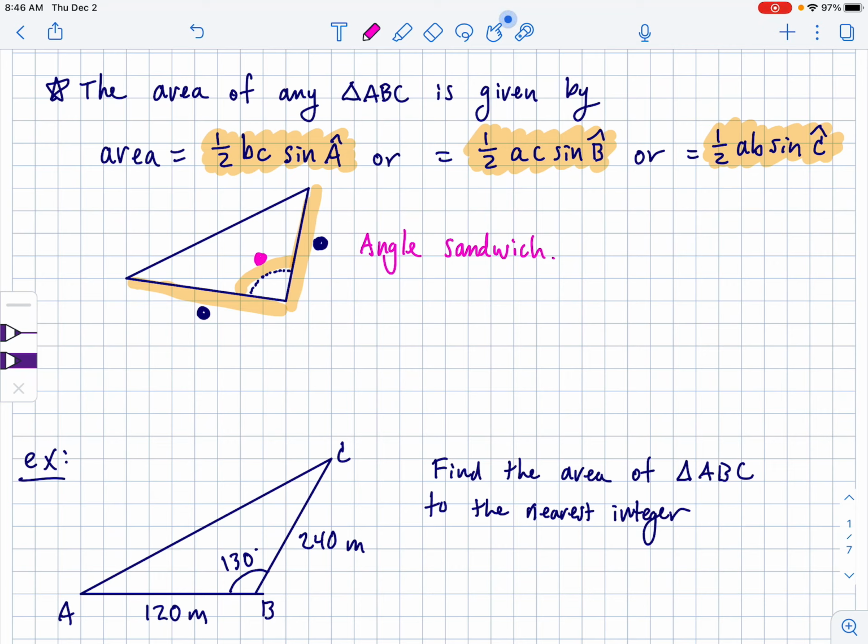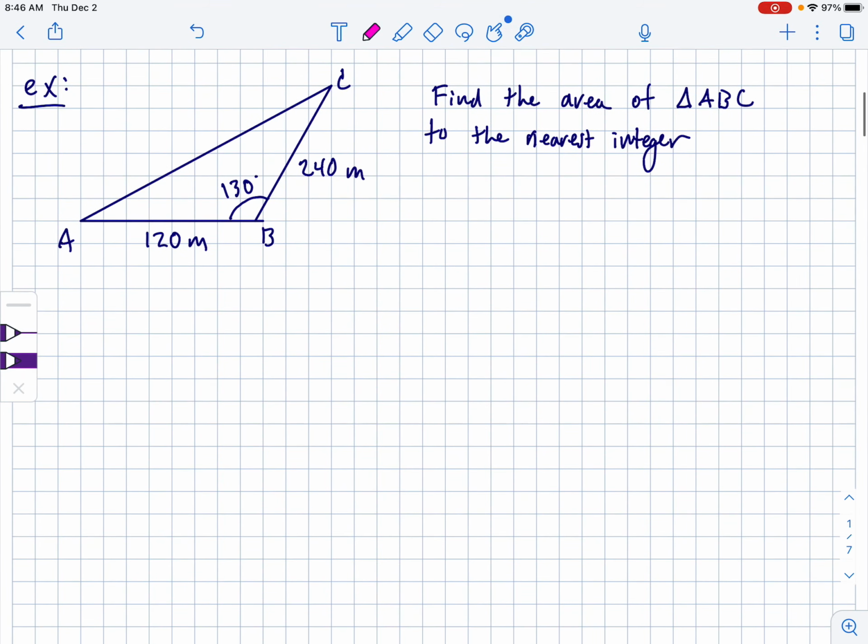Now I realize you guys have been trained the area of a triangle is 1/2 base times height, or base times height divided by 2. But that's if you know the height of the triangle. This method is kind of cool because it has the height embedded in it using the sine formula. So it's kind of better because you just need to know two sides and an angle between them. Let's take it for a spin.